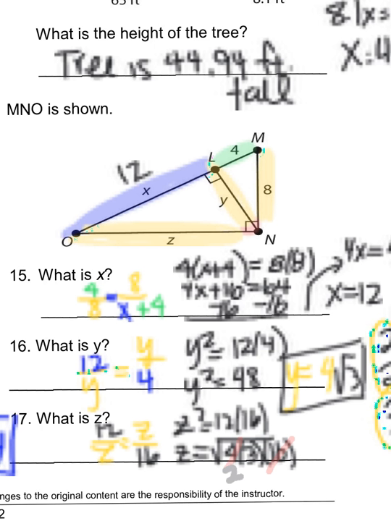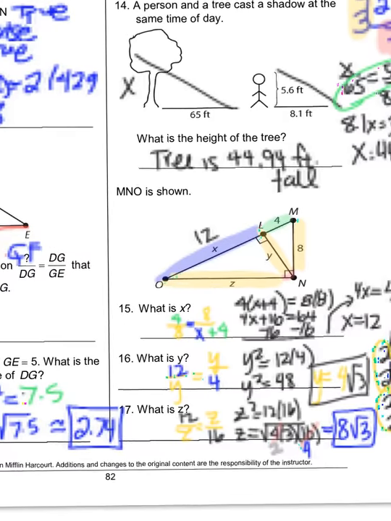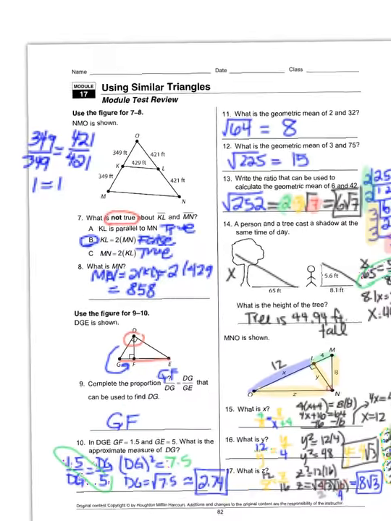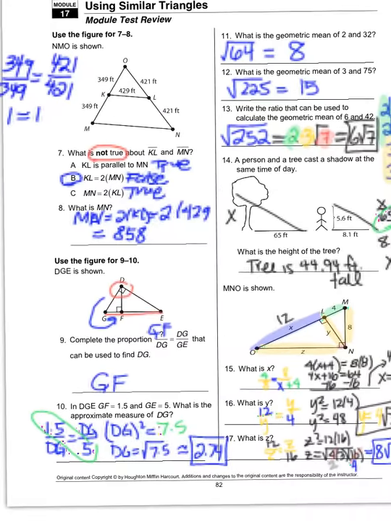Excuse me, that's not correct. Square root of 16 is not 8. The square root of 16 is 4. So 2 times 4 is 8. So my answer for z is 8 square root of 3. And now I have all three variables. This concludes your second page of your review.